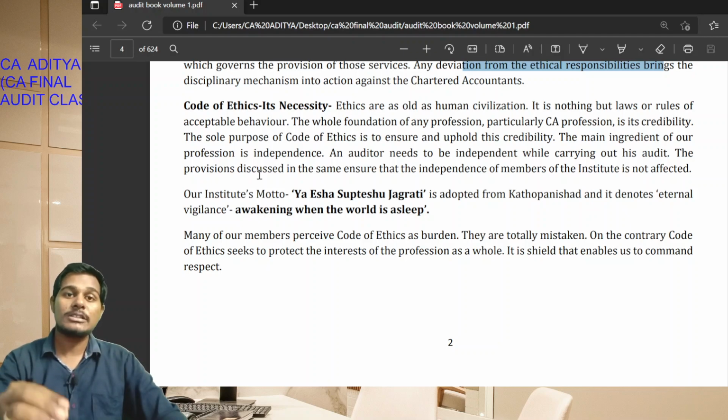See, a chartered accountant while performing his duties should be independent. Okay students, an auditor needs to be independent while carrying out his audit.